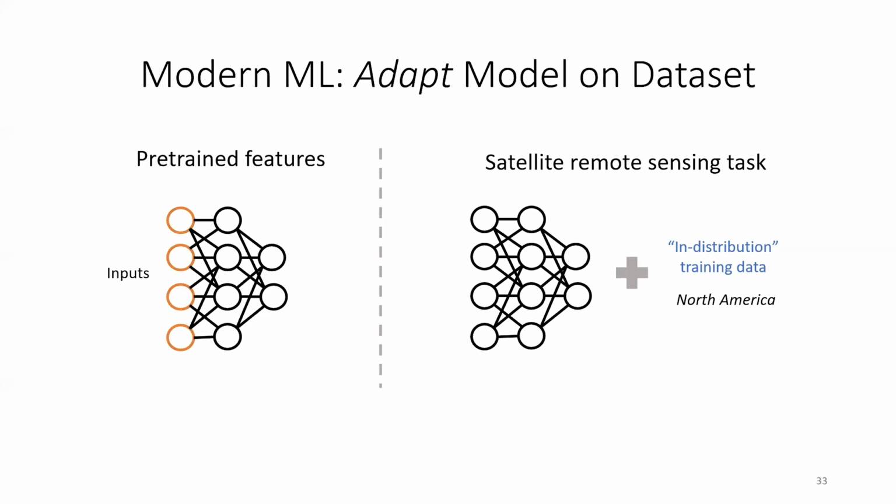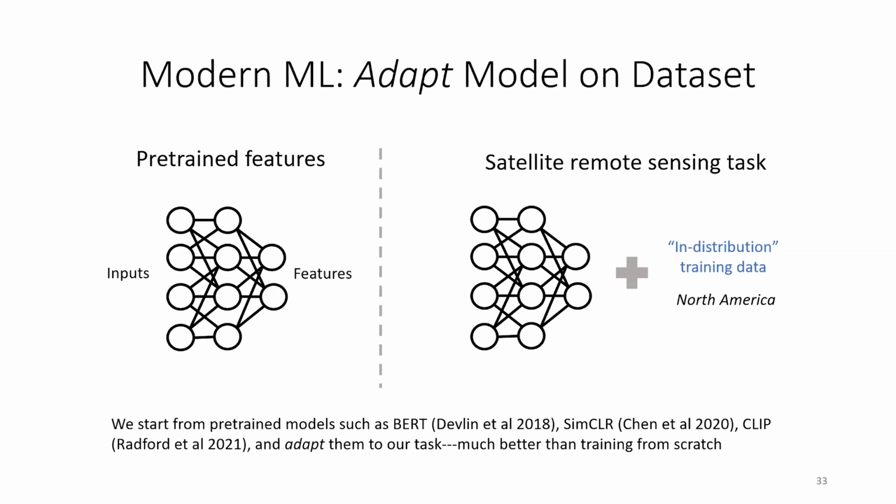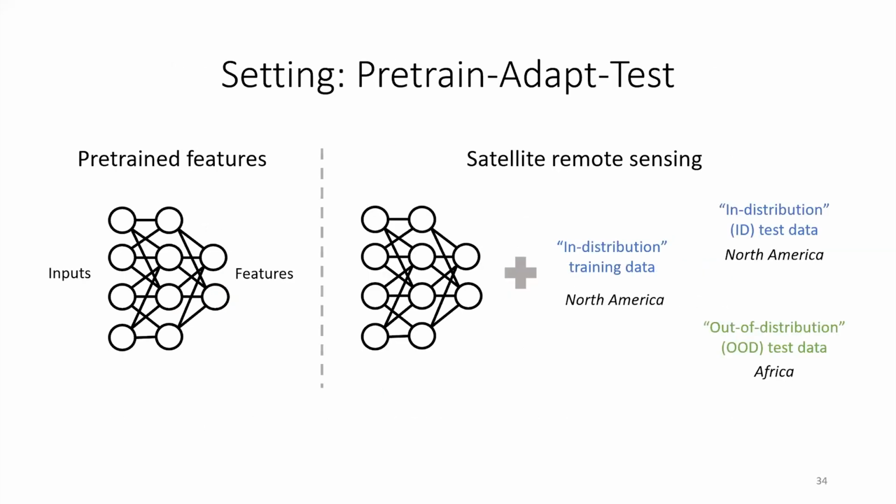So the foundation model takes in inputs and it outputs features. And we want to use it for the satellite remote sensing task. So once we have this model, we can test it on in-distribution test data. These are held out examples, but from North America, from the same region as training. But we might also want our model to do well out of distribution, for example, in new countries where we deploy our model.